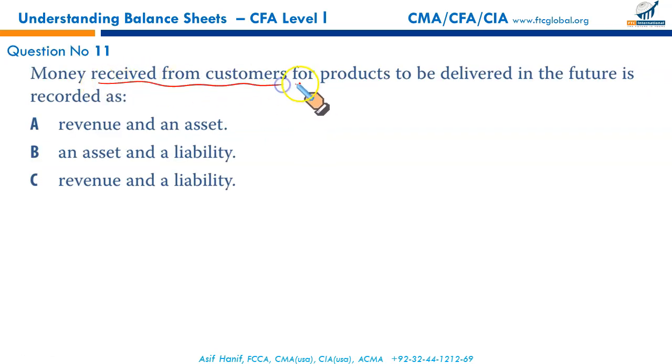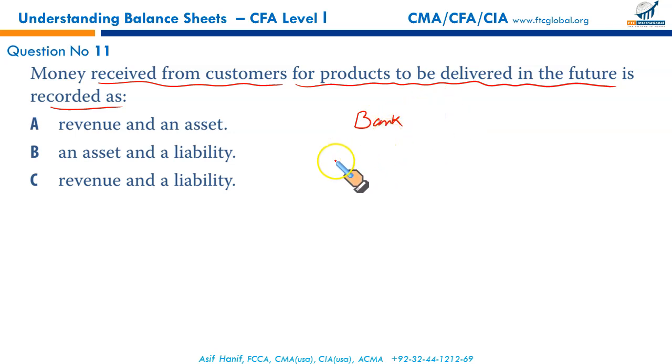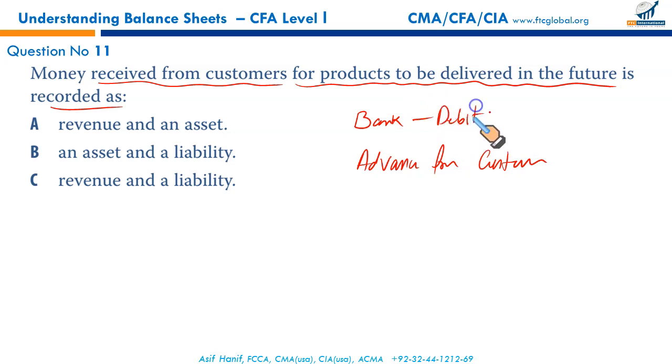Money received from customers for products to be delivered in the future is recorded as... Now here accountants come into action. When you receive money from our customer, please do not go for these entries. From an accountant's perspective, when we receive money from our customers for which nothing has yet been delivered or no service has yet been provided, it's an advance from customer. You debit bank and you credit advances from customer. This is debited and this is credited.